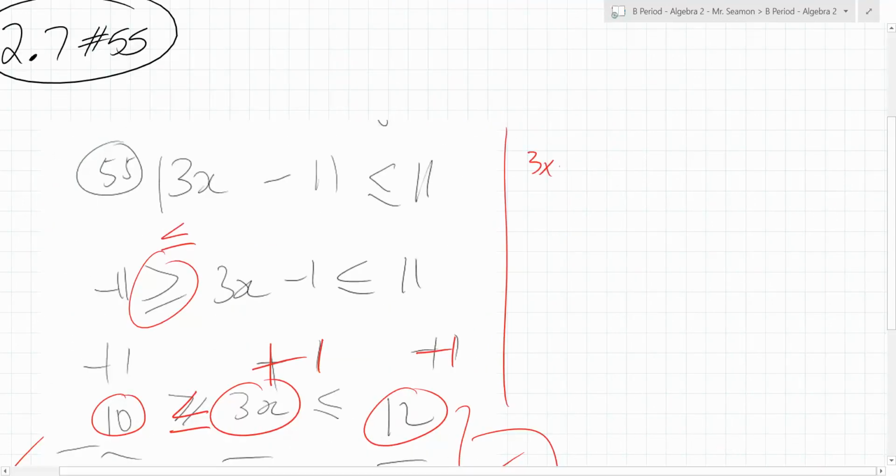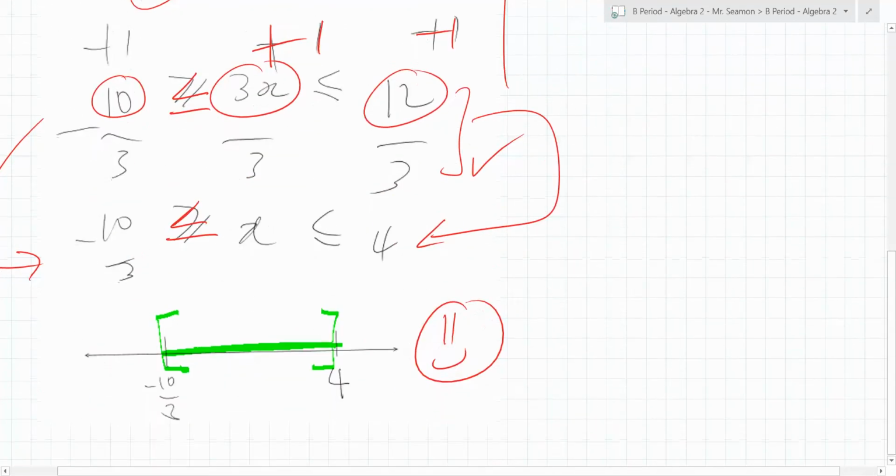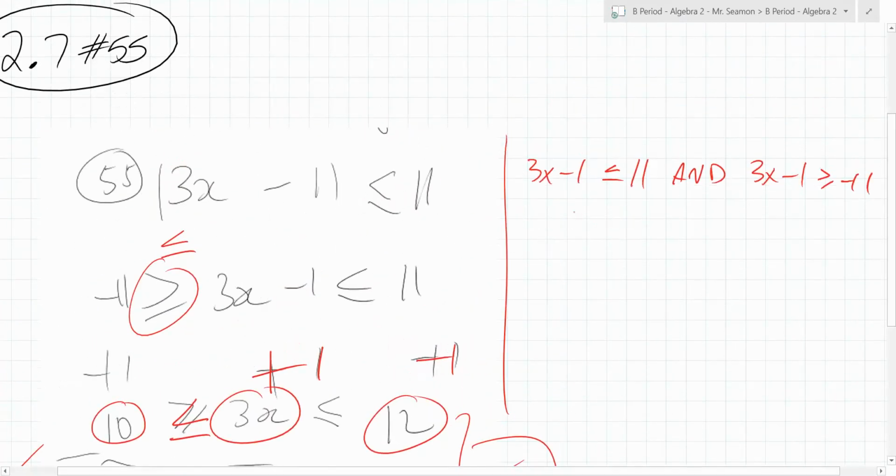Yeah, you could start off by saying this. You could say 3x minus 1 is less than or equal to 11, and 3x minus 1 has to be greater than or equal to negative 11. You could start off that way and do two separate ones. Absolutely. Then you're going to get 3x is less than or equal to 12, so x is less than or equal to 4, right? And 3x is greater than or equal to negative 10, so x is greater than or equal to negative 10/3.